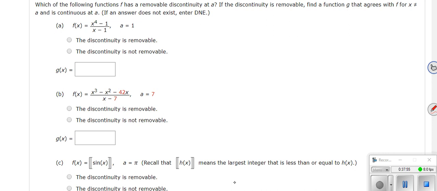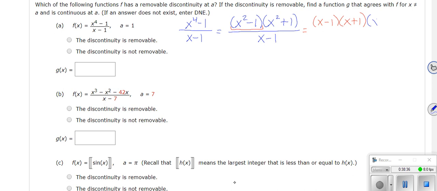simplify it. Okay, so for instance, I'm not going to do all of these, but I will do part A here. x to the 4th minus 1 over x minus 1. I need to simplify. Believe it or not, that top is the difference of 2 squares. So this is x squared minus 1 times x squared plus 1 all over x minus 1. Still not done. This right here is still the difference of 2 squares. So we've got the difference of 2 squares inside the difference of 2 squares.